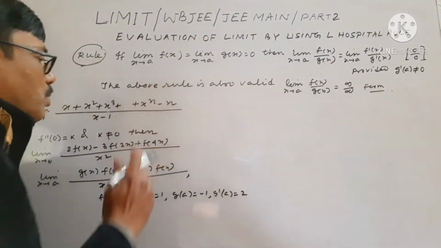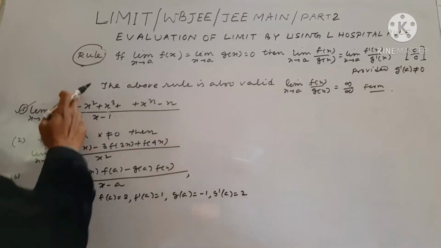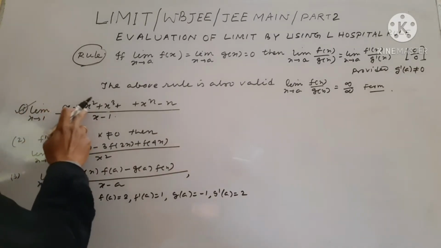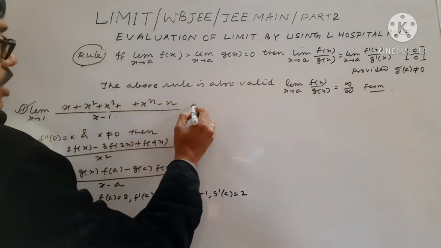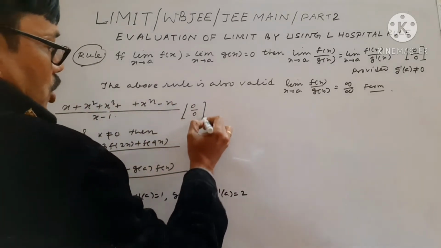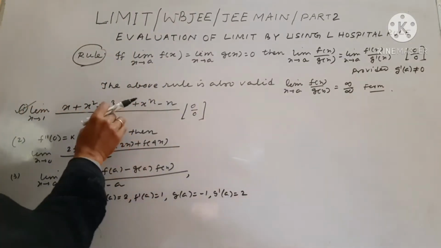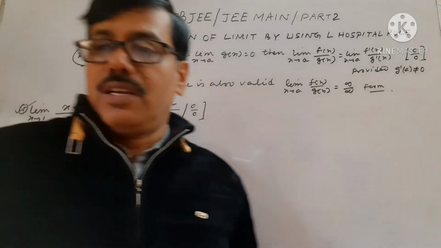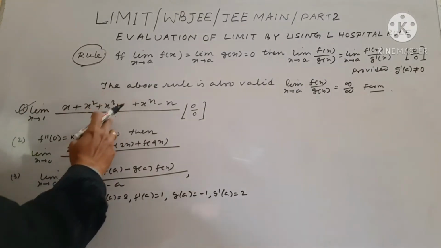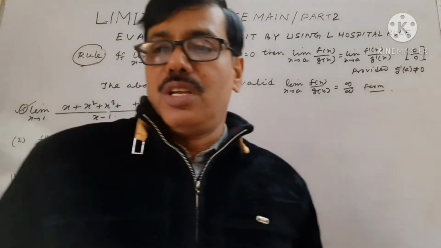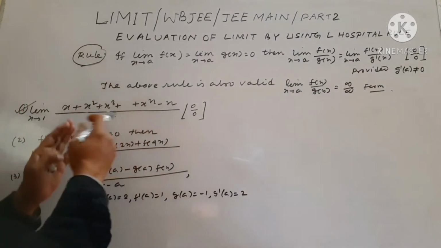But using L'Hospital rule, it will be very simple. So 1, 1, 1, 1, n times, so this is n minus n. So this is 0 by 0 form, so we can use L'Hospital rule. If the denominator is first degree or second degree, then it is simple to use L'Hospital rule. But if it is of the form fourth degree, then you have to differentiate 4 times.